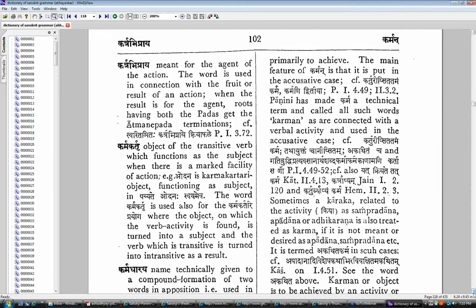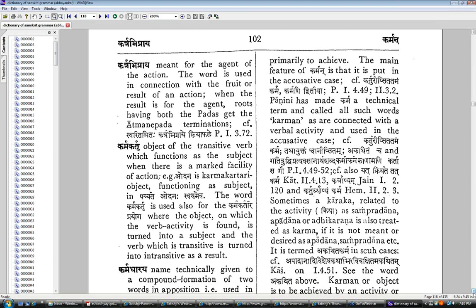So the word karma kartri is used also for the karma kartri prayoga, where the object on which the verb activity is found is turned. So when the object becomes a subject, basically, it's a very special usage, and the verb which is transitive is turned into intransitive as a result. So in that special case, only that one can be used. But here, we have the Tadaka in a Tritiya. She is acting as the subject of this, so Rama didn't become the subject. This can only be used when the object becomes the subject itself, and the subject is kind of removed.